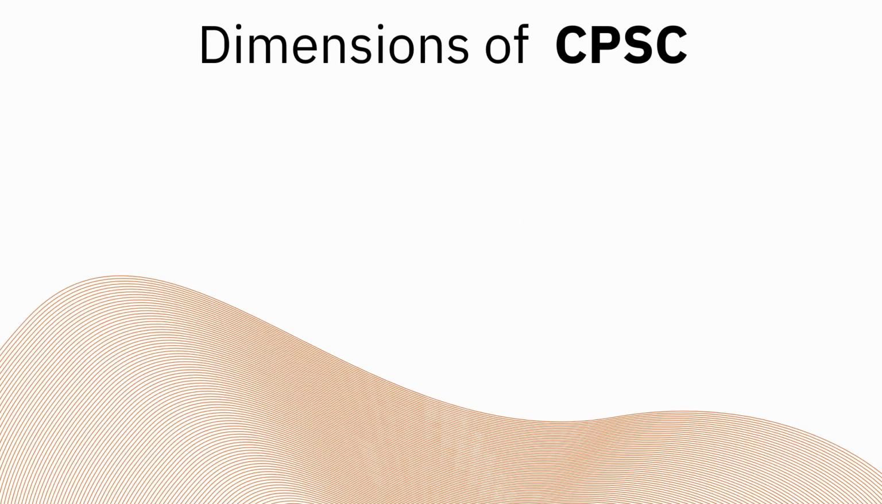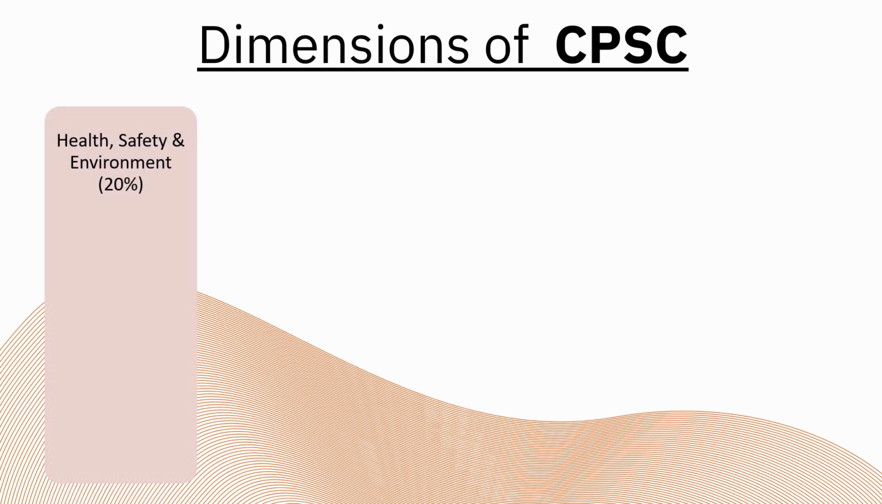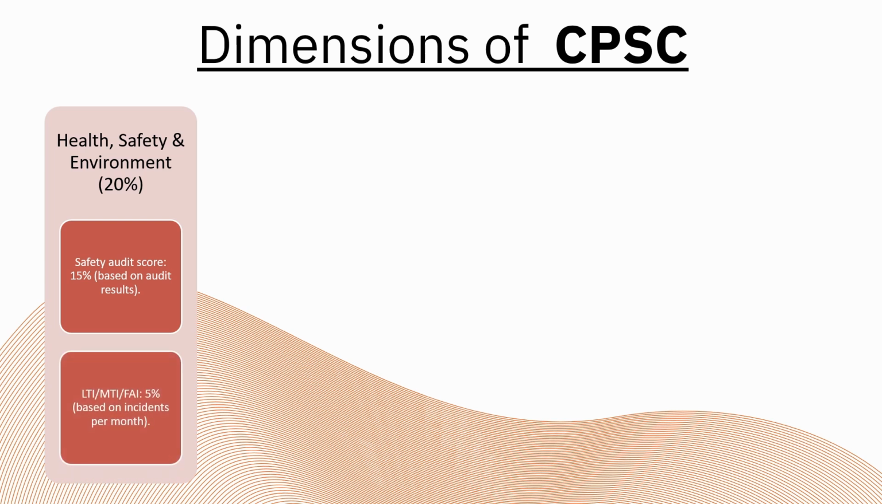The Contractor Performance Scorecard, CPSC, evaluates contractor performance across key dimensions. Let us look at each dimension. First dimension is health, safety and environment, accounting for 20% weightage. It includes Safety Audit Score, 15%, which reflects adherence to safety standards, and LTI-MTI FAI, 5%, which tracks incidents per month, with fewer incidents indicating better safety performance.